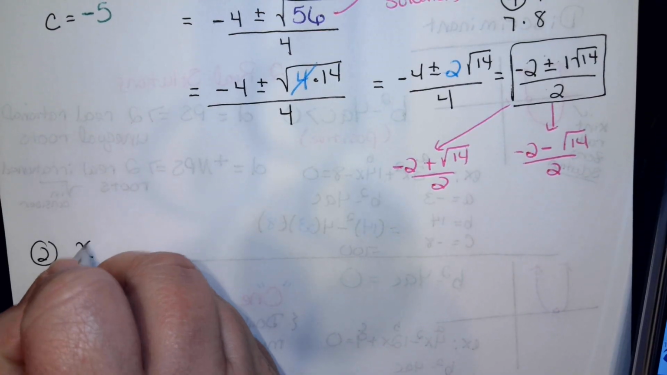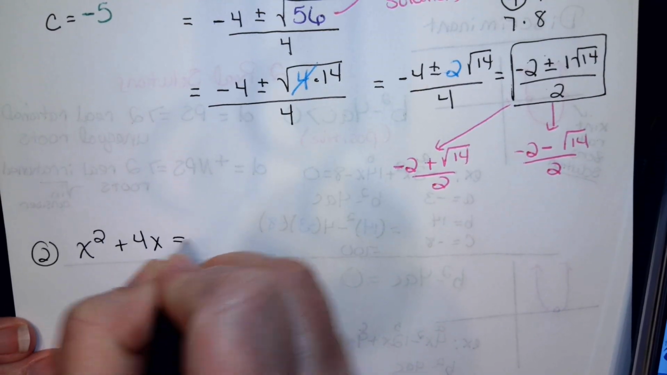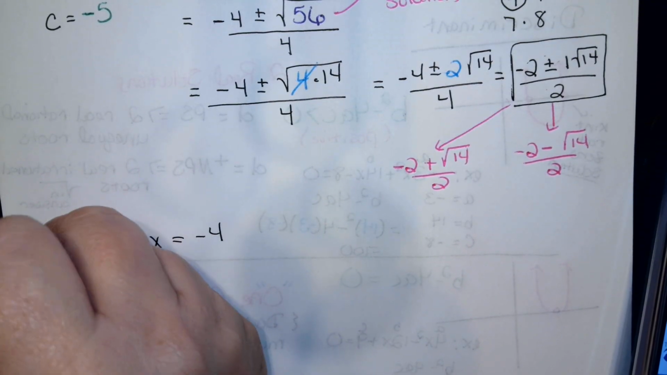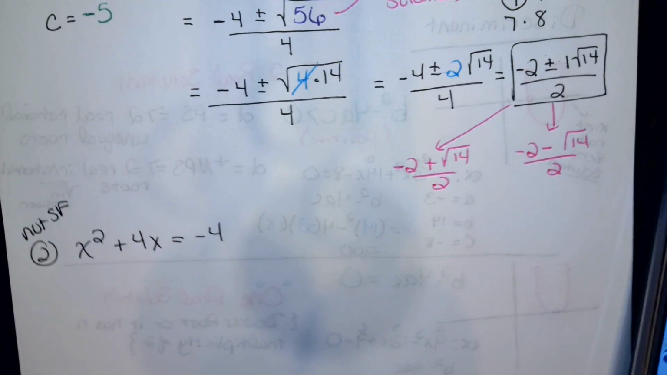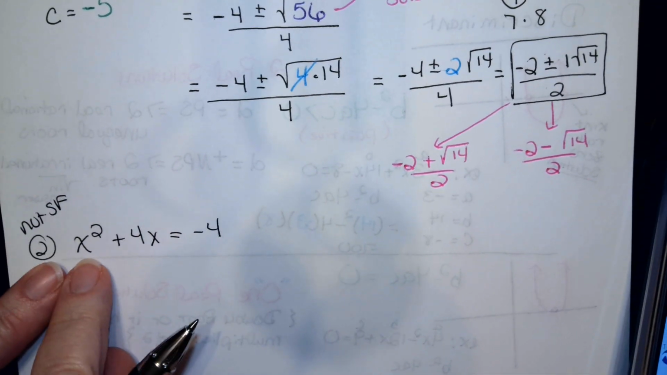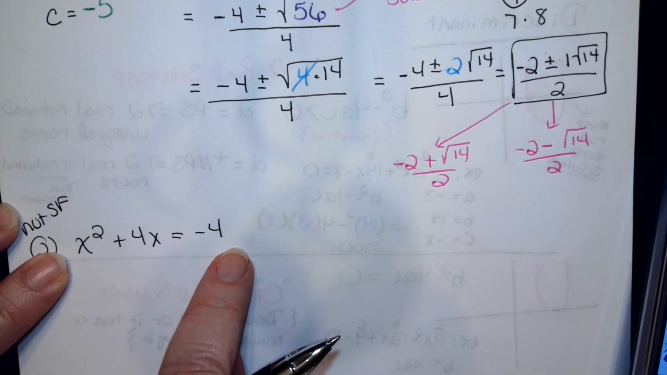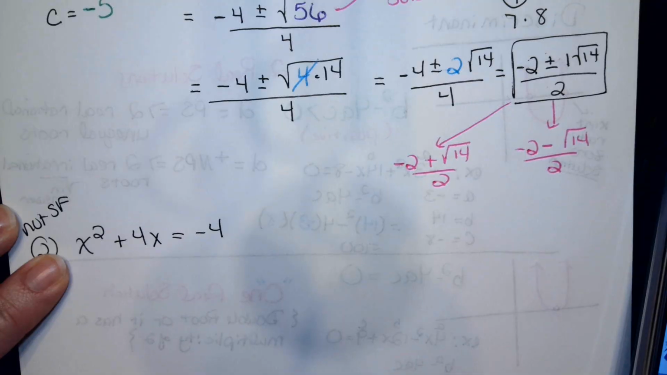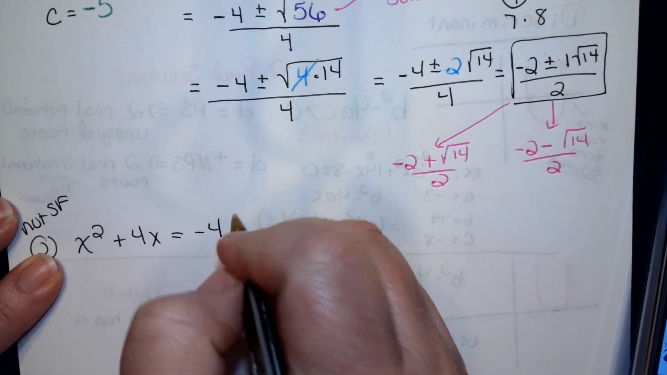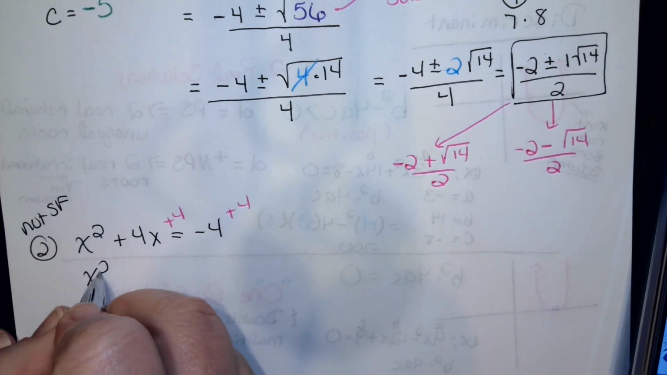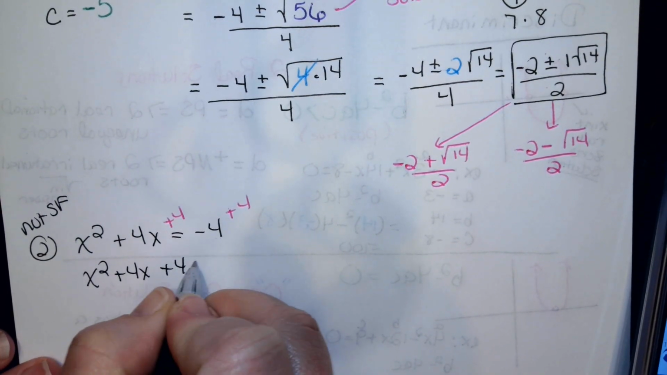All right, for number 2, we've got x squared plus 4x equals negative 4. Now, if you notice, this is not in standard form. So we've got to bring this constant over. It really doesn't matter which side you bring everything to, but I always try to keep my quadratic term positive. So I want to bring this 4 over. If this is a negative 4, then the opposite of subtracting 4 would be adding 4. So we end up with x squared plus 4x plus 4 equals 0.